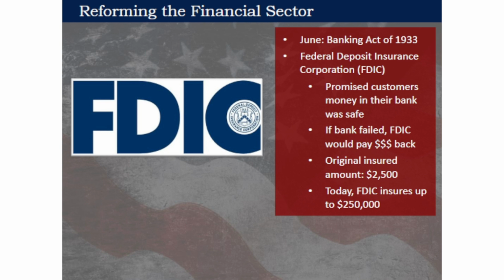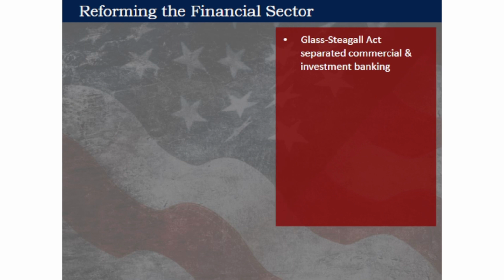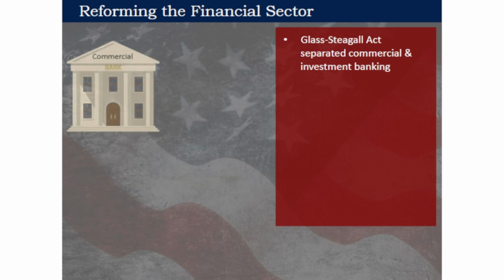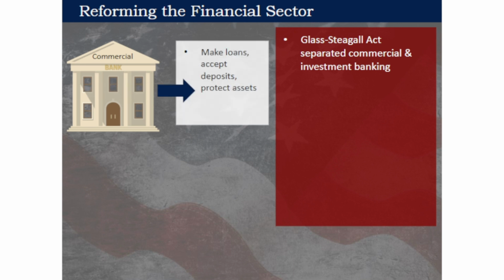Some of the Banking Act's other provisions are known as the Glass-Steagall Act, named after the two senators who sponsored it. Glass-Steagall separated commercial and investment banking so that a bank could not do both. Commercial banks are what most people think of when they think of banks. They make loans, accept deposits, and protect the assets their customers entrust them with. Commercial banks invest their deposits conservatively in order to not risk losing them.